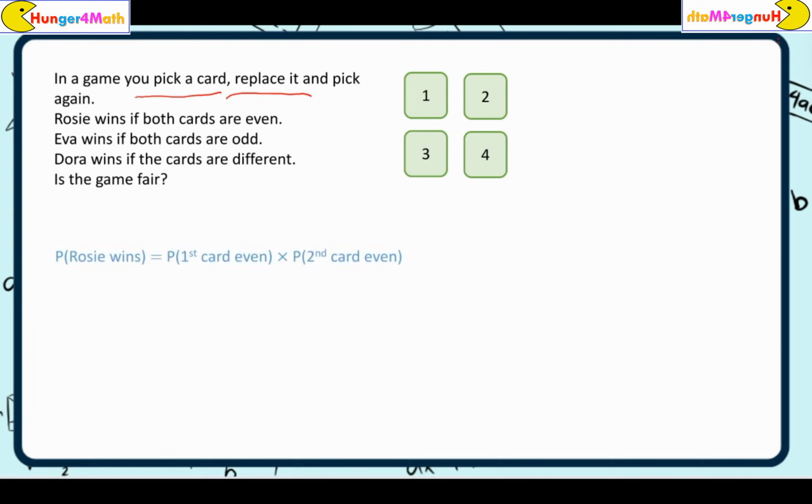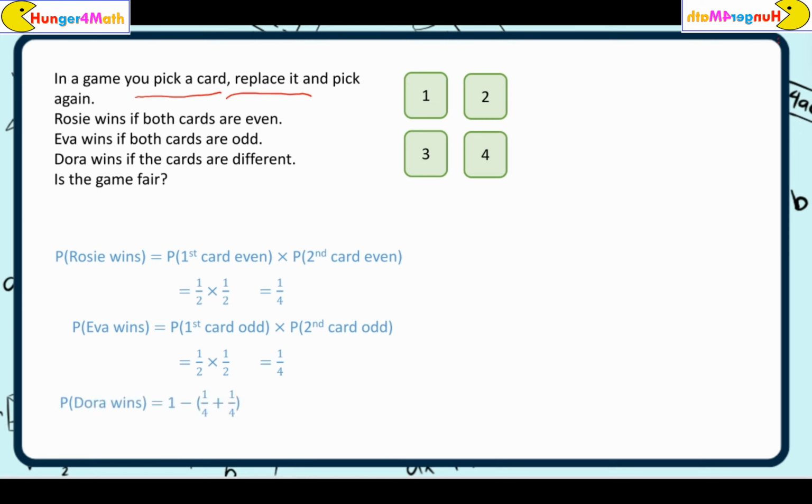Now, let's start calculating the probability of Rosie winning this game. That is equal to the probability of the first card being even, times the probability of the second card being even, which is 1/2 times 1/2, and that is 1/4. So the probability that Rosie wins this game is 1/4. The probability that Eva wins this game is equal to the probability of the first card being odd times the probability of the second card being odd, which is 1/2 times 1/2, and that is 1/4. So the probability that Eva wins this game is 1/4.